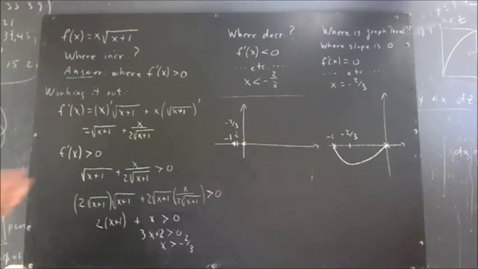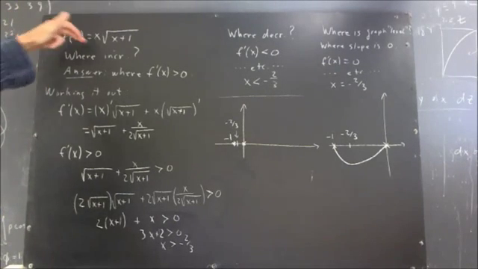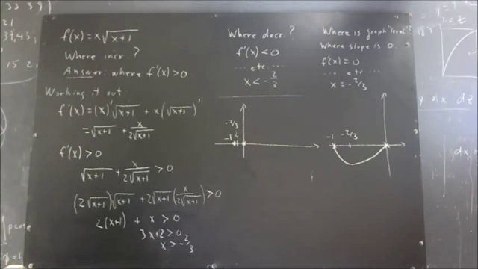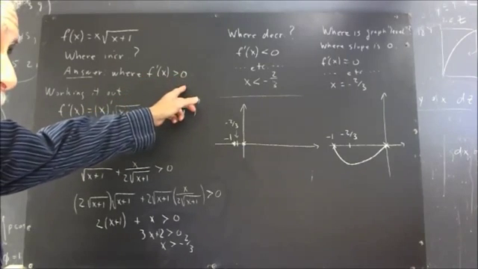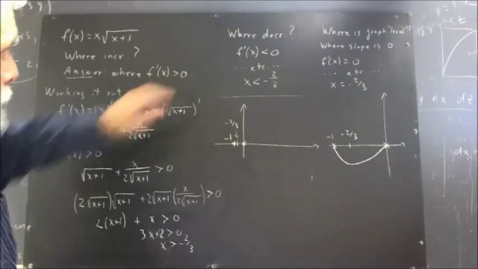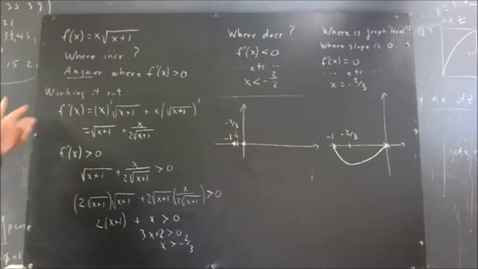Okay, so now we're actually going to solve the problem. f of x is x times the square root of x plus 1. Where is this function increasing? The answer is wherever f prime of x is positive. So how do we answer this? Well, we work it out.